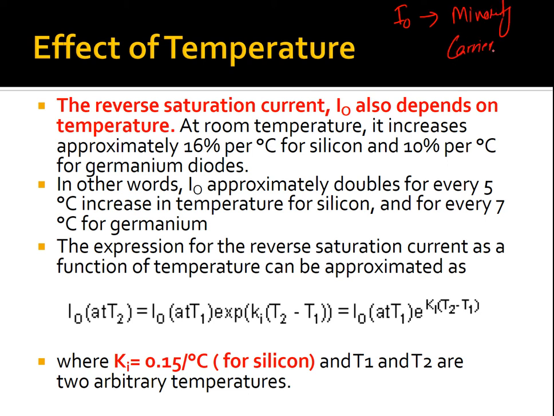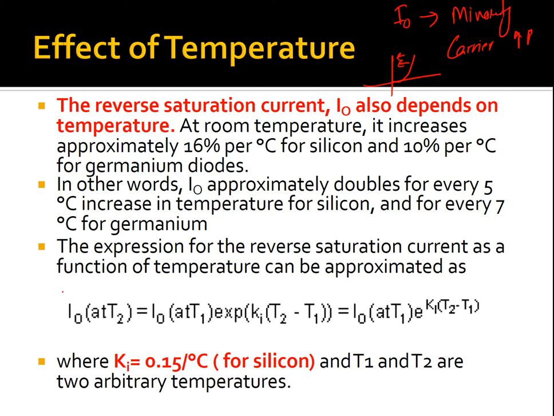When the concentration of the minority carriers is increasing, the characteristics of the reverse saturation current will also change. At room temperature, if we increase the temperature, the reverse saturation current will increase. In the forward bias we have seen that when the temperature increases, the diode characteristic shifts and the turn on voltage decreases. In the reverse bias region, the saturation current will increase.